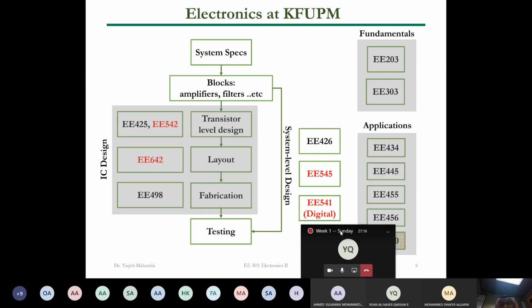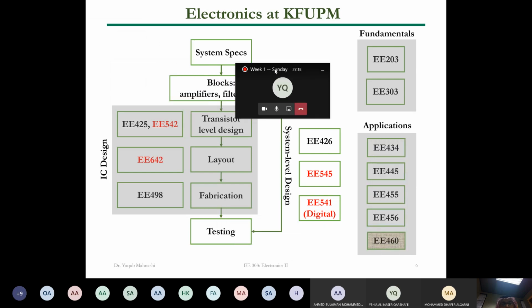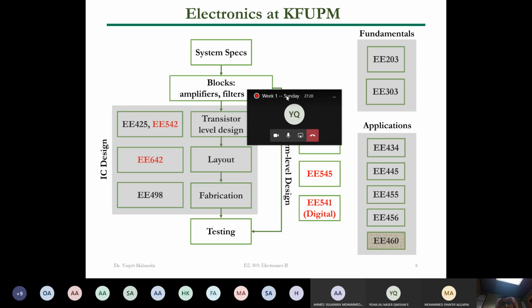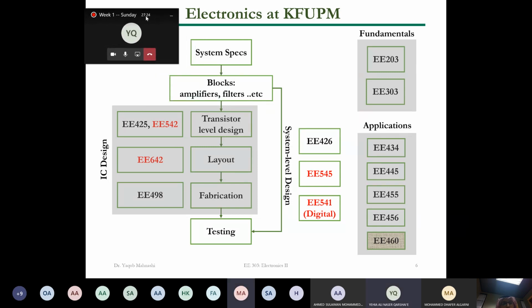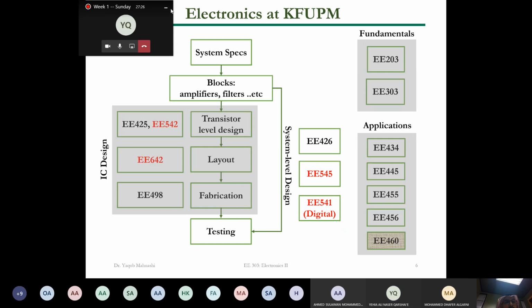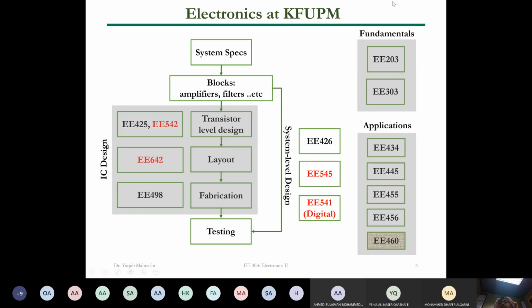Okay. I don't know if you can see this one. This one, guys, this window. Okay, right. Okay, excellent. Very excellent.